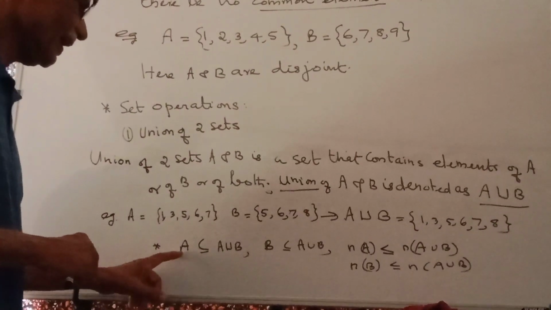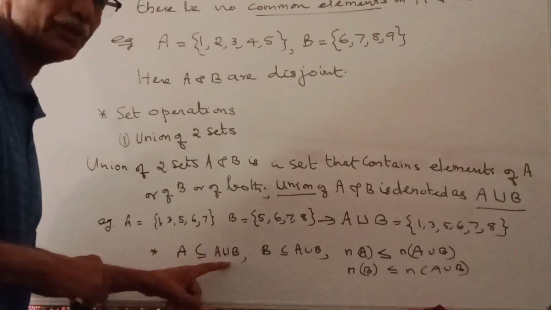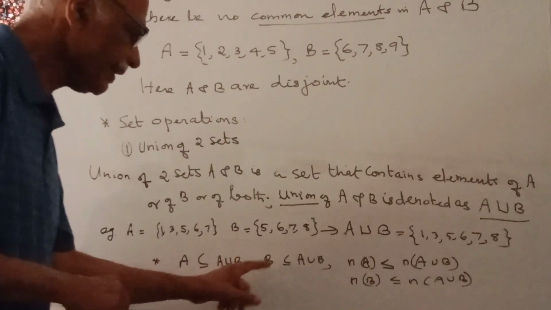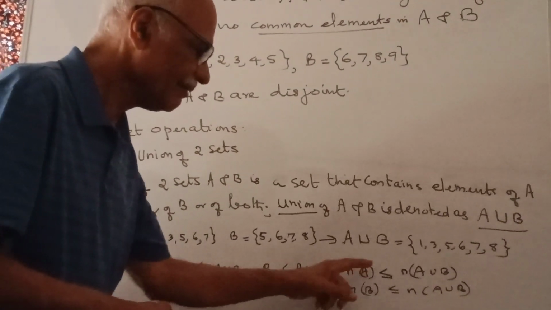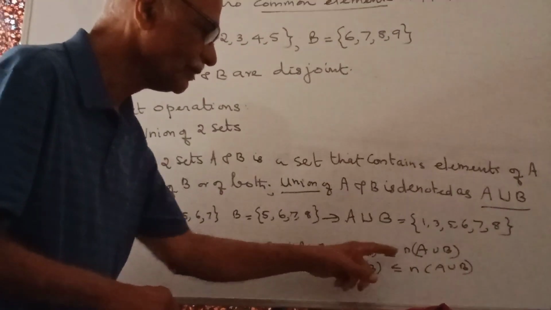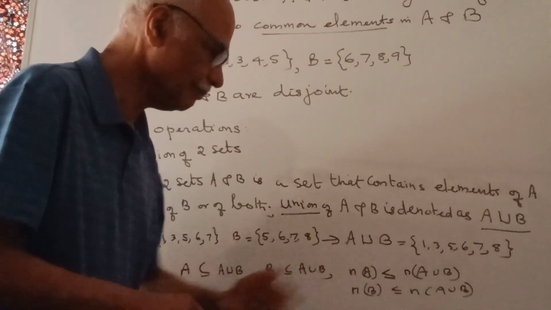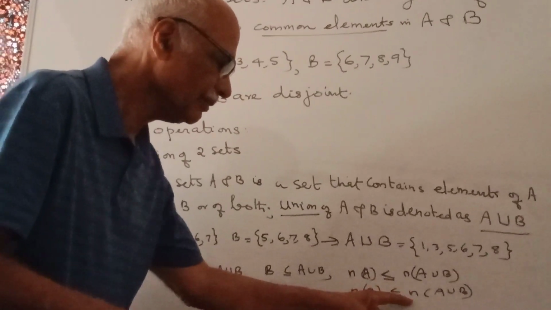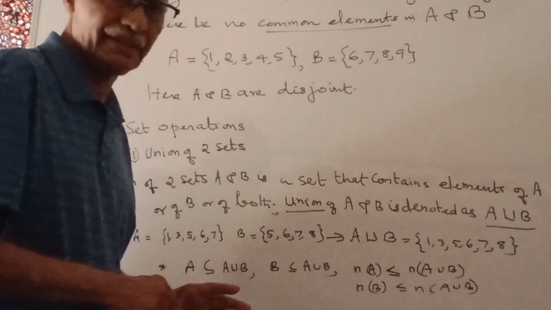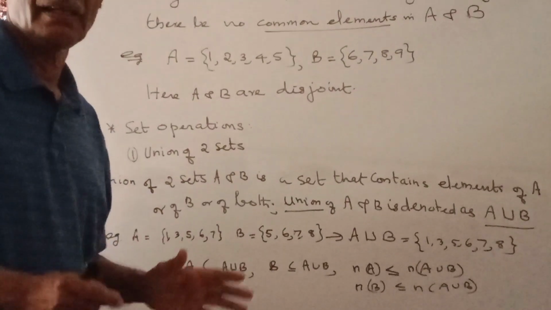Now we can see A is a subset of A union B. B is a subset of A union B. And number in A is always less than or equal to number in A union B. Number in B is less than or equal to number in A union B. So this is a fundamental idea.